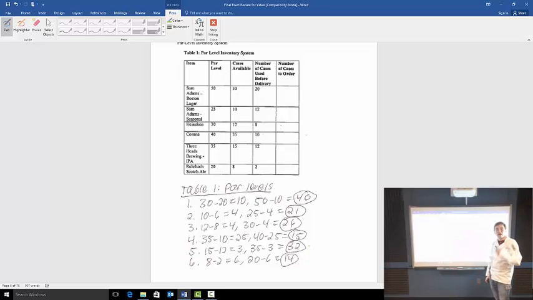I would encourage you to go back to this worksheet and redo the problem to really understand how to calculate your par levels. Now, modern technology has made it so we don't always have to do this by hand. Oftentimes this can be done in a point of sale system, but to understand the concept, it would be good for you to try it by hand.